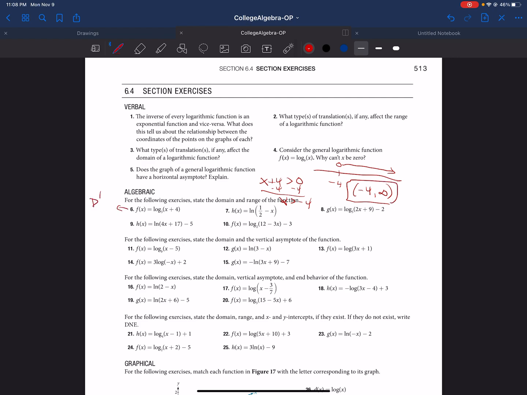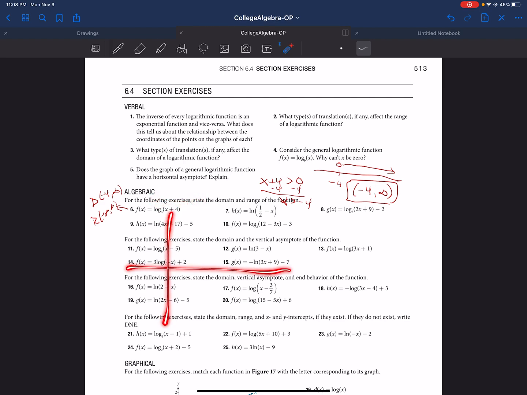So I'm going to say the domain is negative 4 to infinity. Then the range we already discussed. That's negative infinity to infinity. Now, let's talk about another way to think about this. We have just seen that the plus 4 should drive the function left 4.